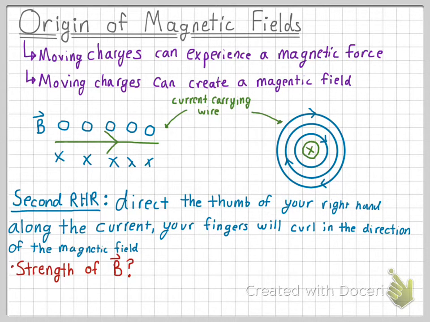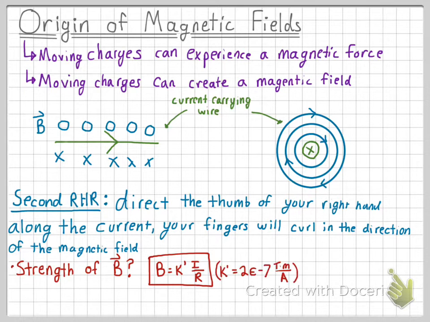We have an equation to describe the strength of a magnetic field a certain distance away from the current-carrying wire. The magnetic field is equal to the constant K prime multiplied by the current of the wire and divided by the distance away from the wire. Our constant, K prime, is equal to 2 times 10 to the negative 7th, and it has the units Tesla meter over amps. You have to do nothing with these units, though, when you place them into the equation.